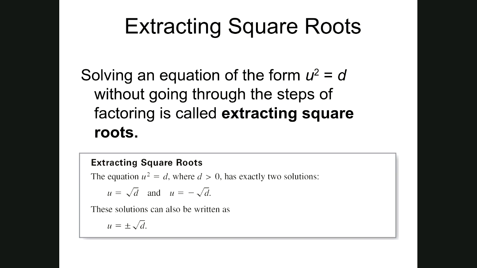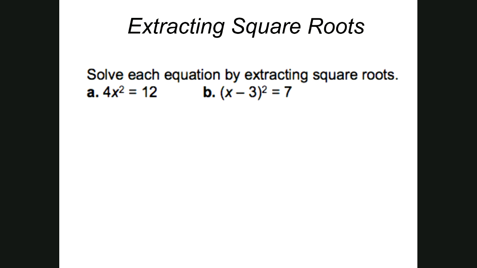Now, if we have problems like this, you want to get the x squared by itself. Okay, so the first thing I would do here is I would divide through by 4. So I'd end up with x squared is equal to 3. I can still take the square root. Now, it's not going to be real nice, but I'm going to end up with x equals plus or minus the square root of 3. That's a legitimate answer.